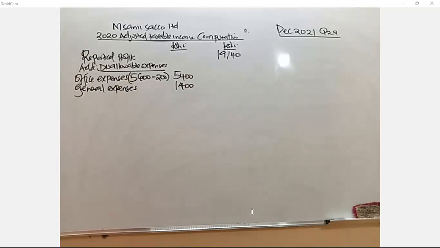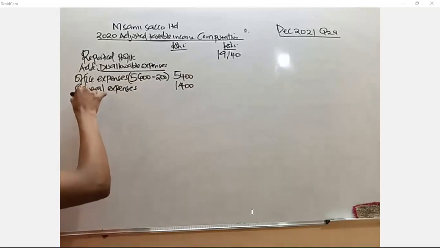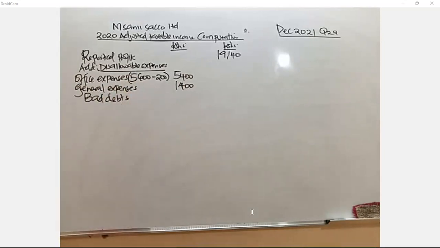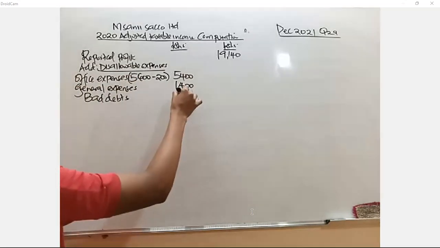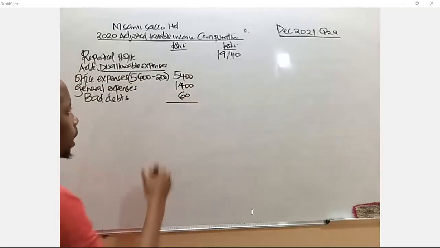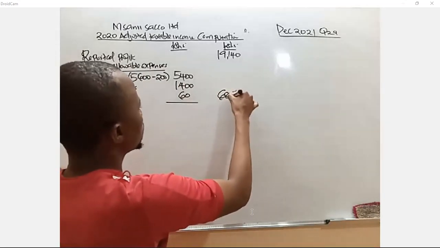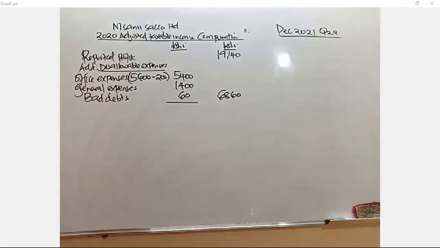When I look on something else, we have bad debts. We have our bad debts amounted to 60. I think it should be 60. The one relating to rent was, how much is it? I think it should be 40. Yeah, it should be 68.60.